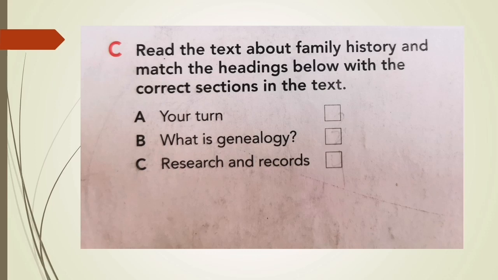C. Read the text about family history and match the headings below with the correct sections in the text. There are 3 headings here. Your turn. What is genealogy? Research and records. After this, I'm going to read 4 paragraphs of essays for you to match on.